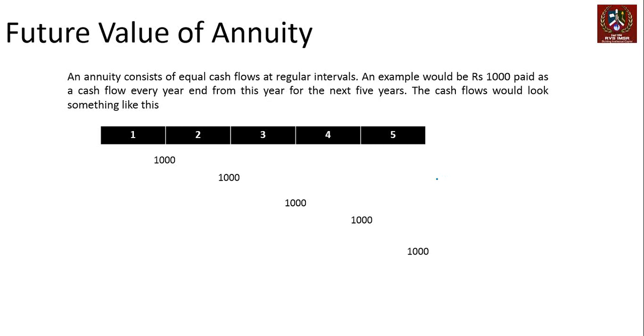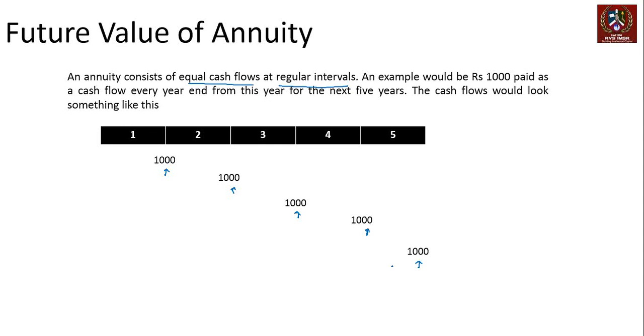The first specific kind of cash flow that we introduce is something called an annuity. Now, an annuity is, as the name suggests, equal cash flows at regular intervals, typically a year, right? So you're going to get, let's say, 1,000 rupees at the end of every year. If you're going to get 1,000 rupees every year for the next 5 years, the cash flow structure will be something like this. At the end of the first year, you get 1,000. At the end of the second year, you get 1,000. Third year, you get 1,000. Fourth year, you get 1,000. Fifth year, you get, at the end of it, 1,000, right?